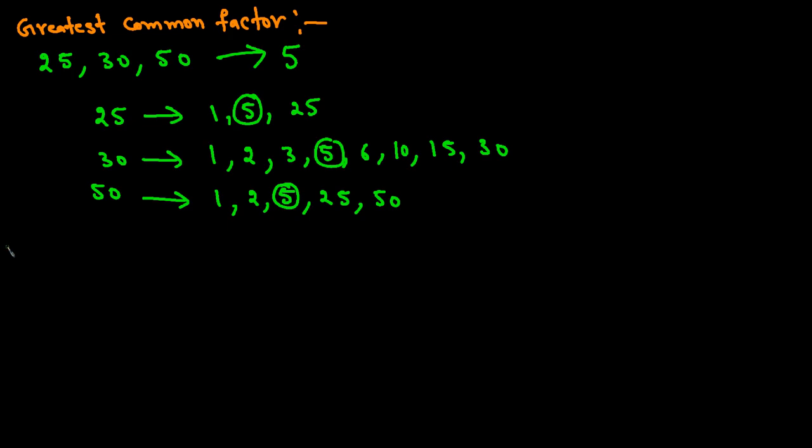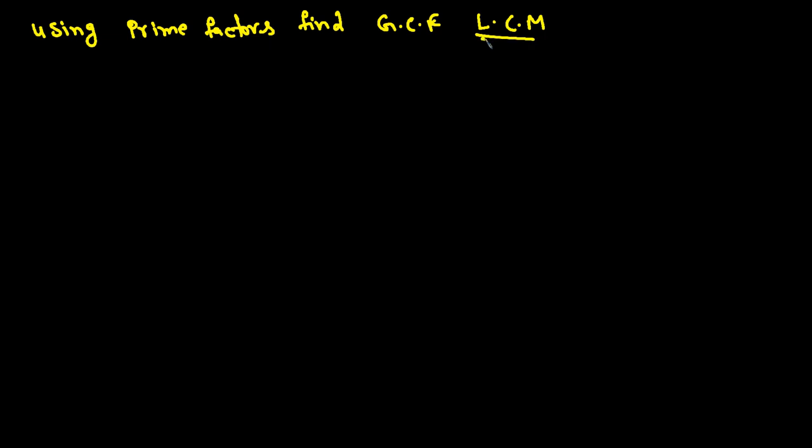So now we can use the prime factors to find the greatest common factor also, or the least common multiple. So how can we do that? Let me write down using prime factors: find greatest common factor or least common multiple. Okay, so let's start with the greatest common factor.